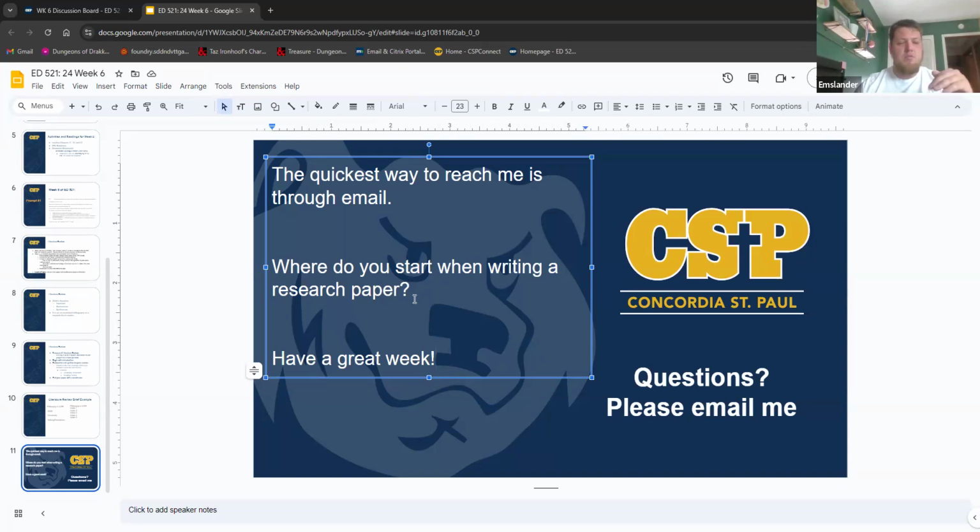Take this back to previous classes where you had papers with a prompt. This is way more open-ended when it's a research paper that you get to choose a topic for. Make sure you look at each other, because everybody's going to have different answers on how they started.